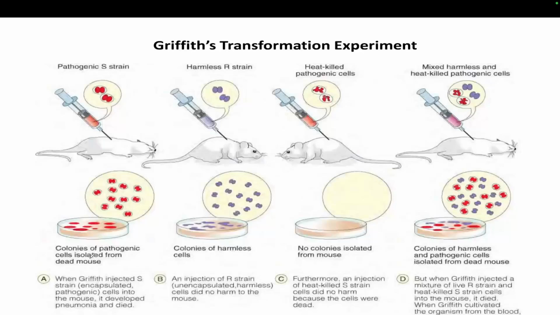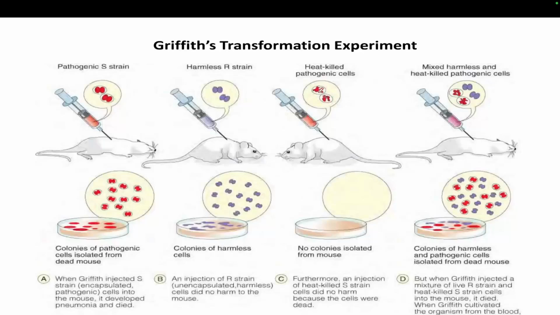After a certain time, what he observed was colonies of the pathogenic cell isolated from dead mice. When Griffith injected the sensitive strain, that is the encapsulated pathogenic cells, into the mouse, it developed pneumonia and died. In this group, he injected the resistant strain, which is unencapsulated. For bacteria or viruses, you may know there is an encapsulation process where they cover their infective materials inside. In the resistant strain there is no encapsulation and it is harmless, so there is no harm to the mice; they survived because they were unable to get the disease.